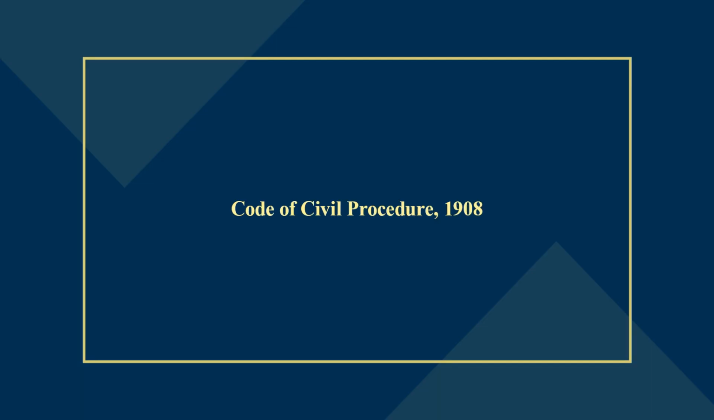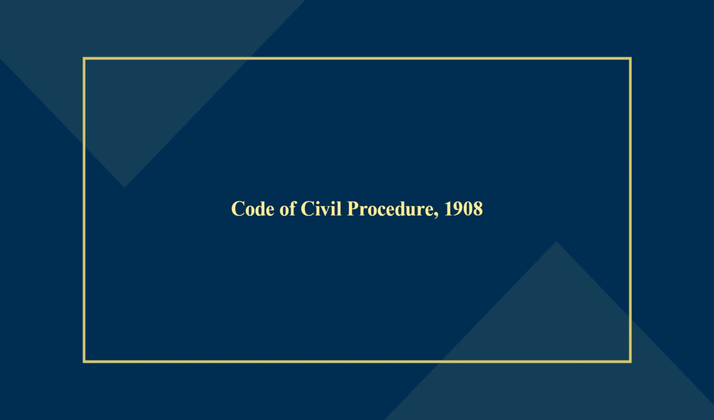Subject to other provisions of the Companies Act and any rules made thereunder, the tribunal and the appellate tribunal shall have the power to regulate their own procedure. The tribunal and the appellate tribunal shall have, for the purposes of discharging their functions under the Companies Act, the same powers as are vested in a civil court under the Code of Civil Procedure 1908.